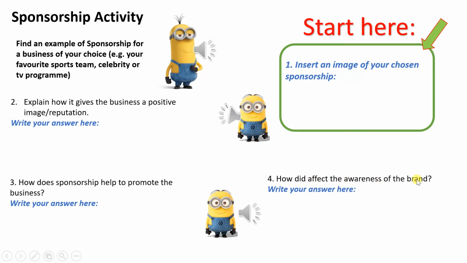When answering the questions, think about how the sponsorship of the business through this person, sports team, or TV program has impacted on the popularity of the business, whether it's given it a good reputation, whether it's made it more well known. So think about things like that, and also think about whether it's been a positive effect or a negative effect. To help you answer the questions, I'm going to give you an example for each question.